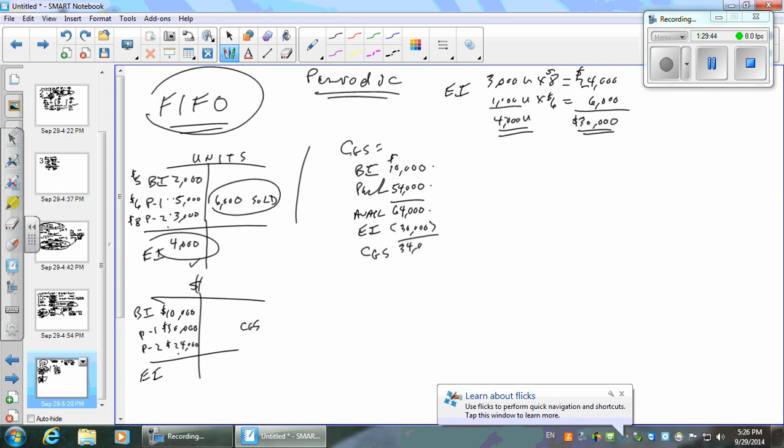34,000. See it? We could do this, couldn't we? Easy? Pretty easy? We said there's 4,000, they gave us that, right? So which 4,000? It was first in, first out, it had the last ones. So 3,000 at $8, right? And then I go back to the next most recent purchase, so it's 1,000 at $6.